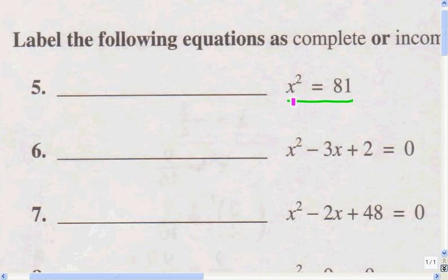Well, how many variables do we have? We only have 1, right? And what's the exponent? 2. So an equation with only 1 variable and an exponent of 2 is an incomplete equation. Okay? Here we've got 2 variables. One of them has an exponent of 2 and one of them has an exponent of 1. This is considered a complete quadratic equation.